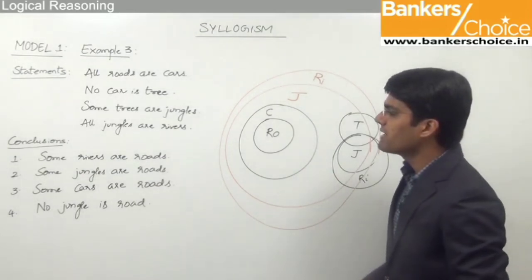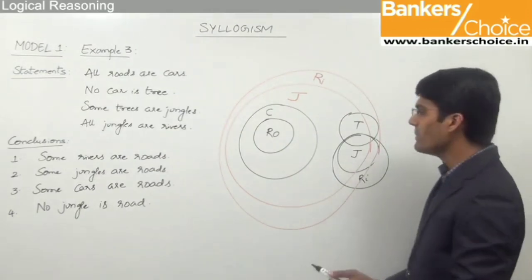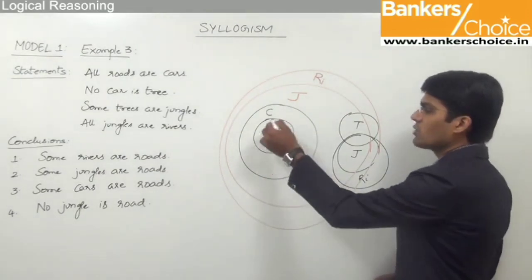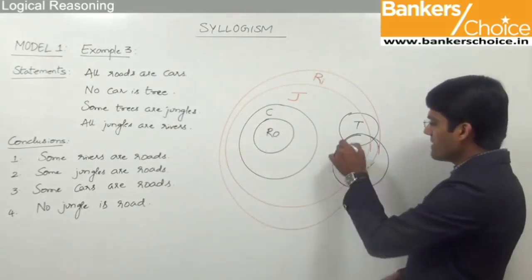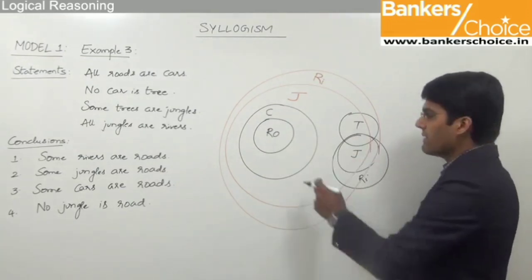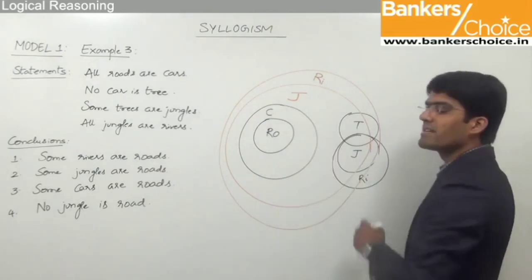The first conclusion here is some rivers are roads. Now if you go by the basic diagram, roads are shown with the help of black circle and rivers are as shown here with the black circle. And we find that there is no overlapping between rivers and roads.